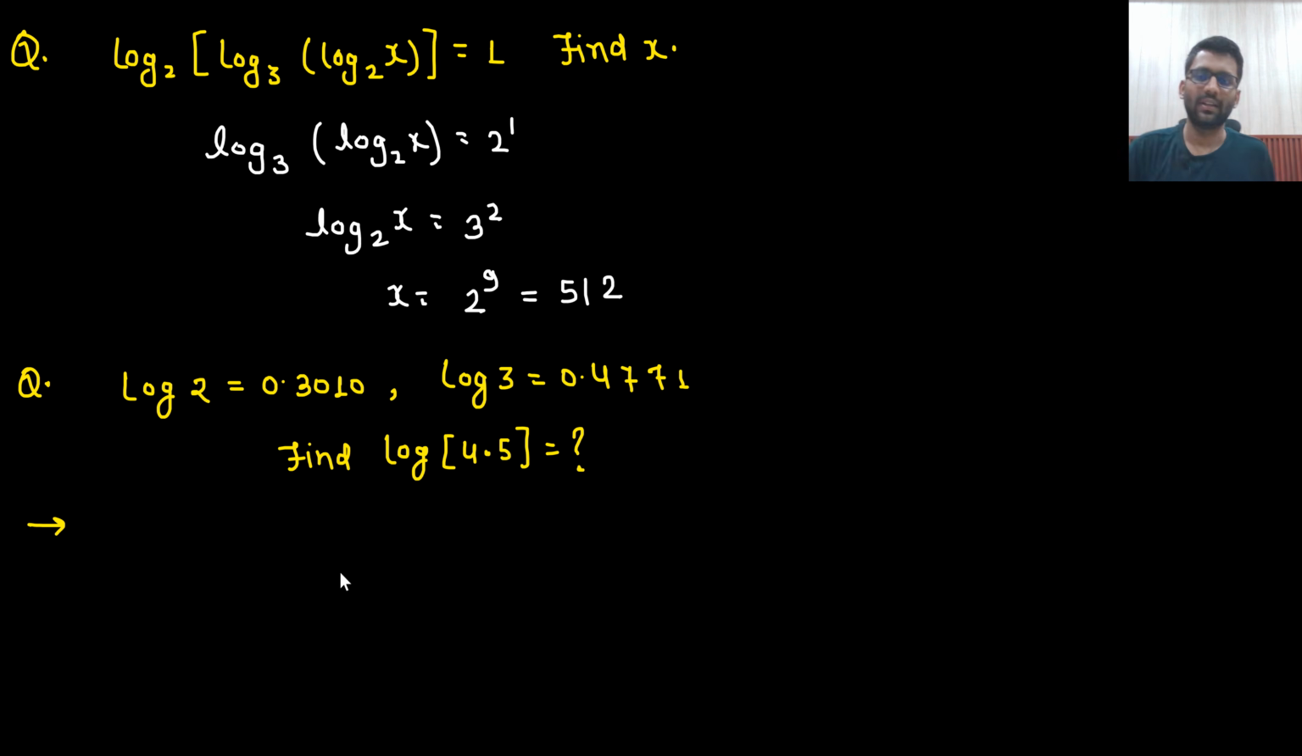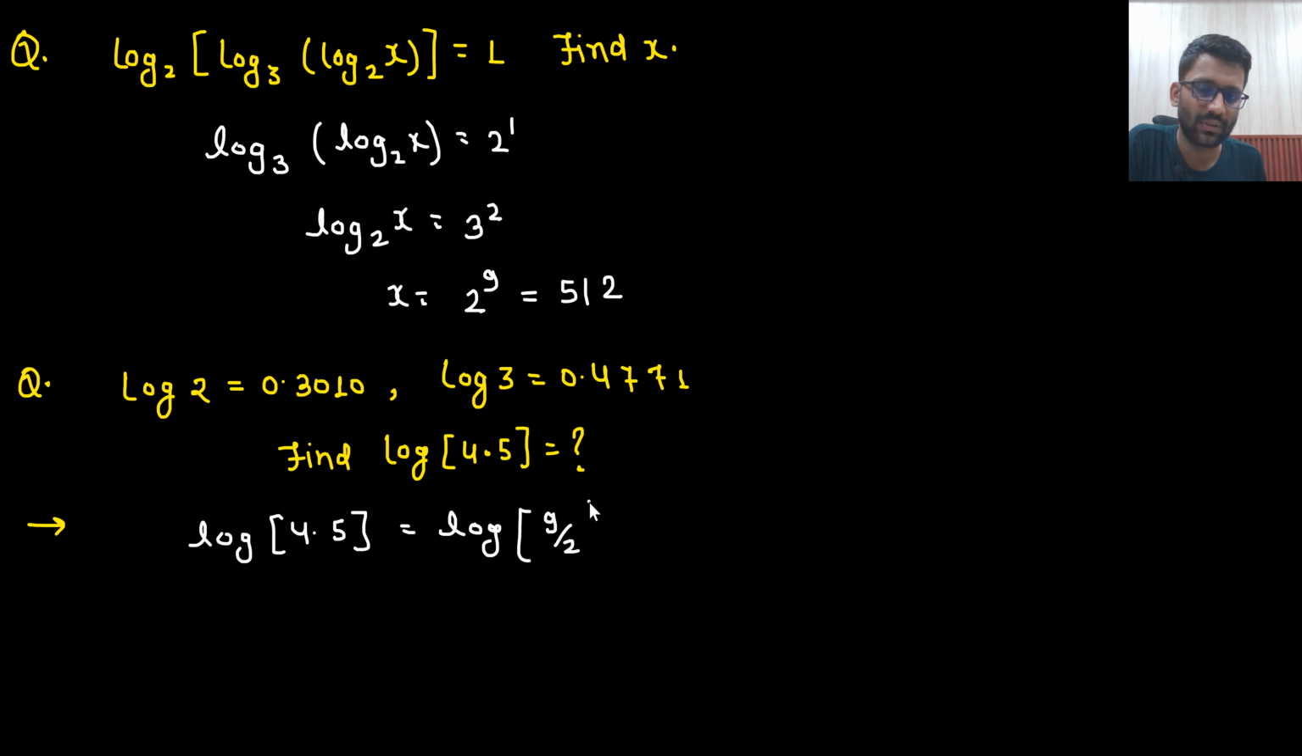Well and good. Let's see the next question. You need to find log 4.5. The log 2 value is given, the log 3 value is given. You need to find log 4.5. So what would that be? I need to relate it to 2 and 3. This is my target. So how can I relate?